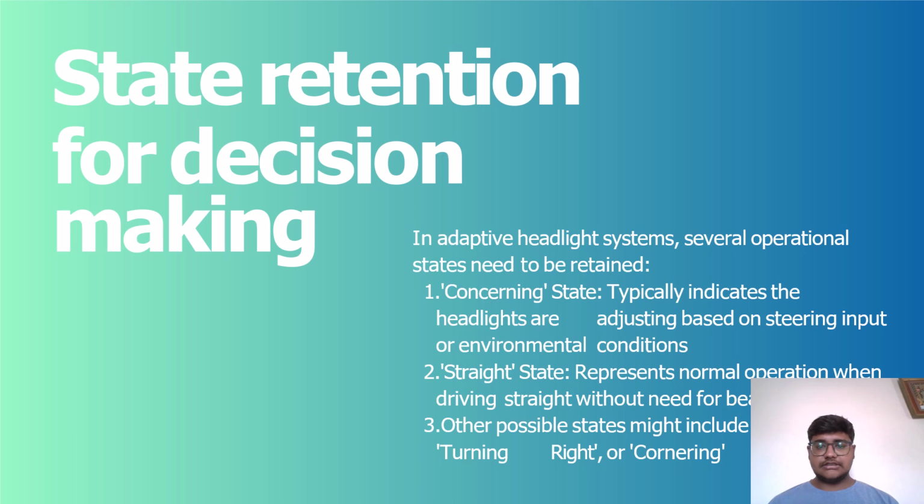State retention for decision making. In adaptive headlight systems, several states need to be retained. For example, concerning states typically indicate that the headlights are adjusting based on the steering input or environmental conditions. Straight state.